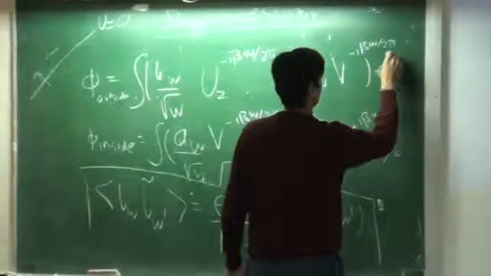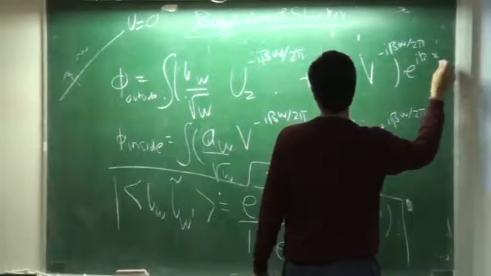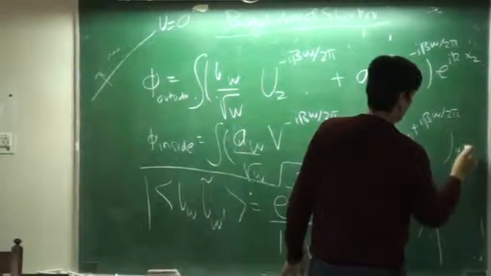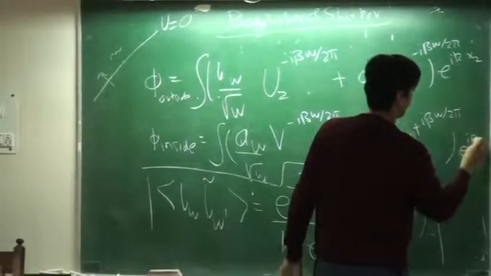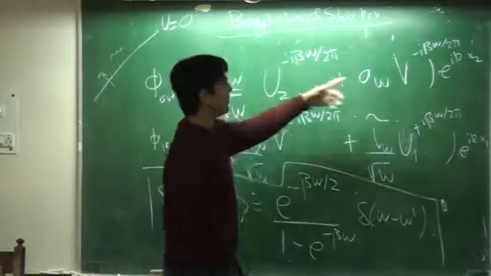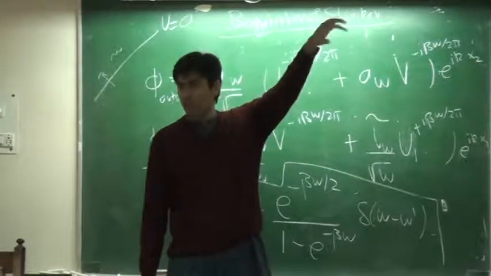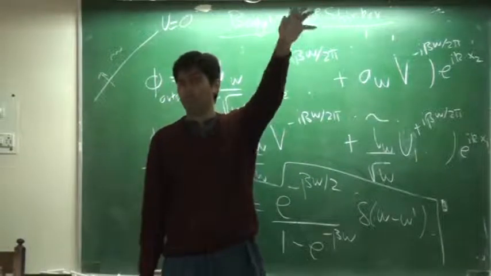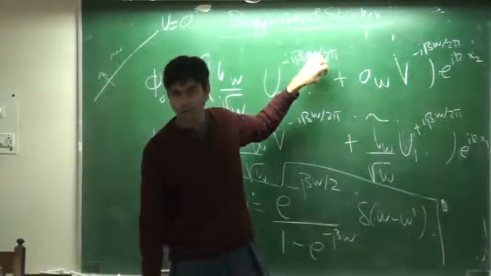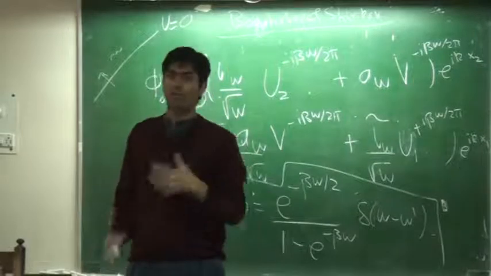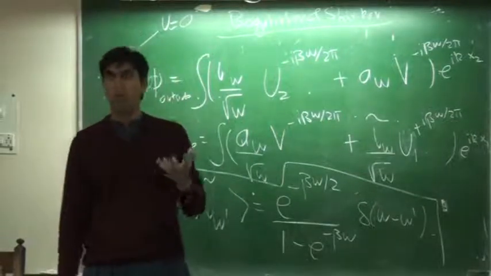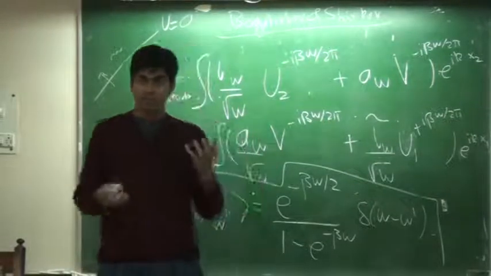So I will check. This is e to the i k dot x2, and this is e to the i k dot x1. Right? So there's an omega, and there's also some behavior on the transverse coordinate. And remember, I said that becomes irrelevant in the near horizon wave equation. If you look at the near horizon wave equation, the transverse coordinates drop out. Okay, you can check from the wave equation.